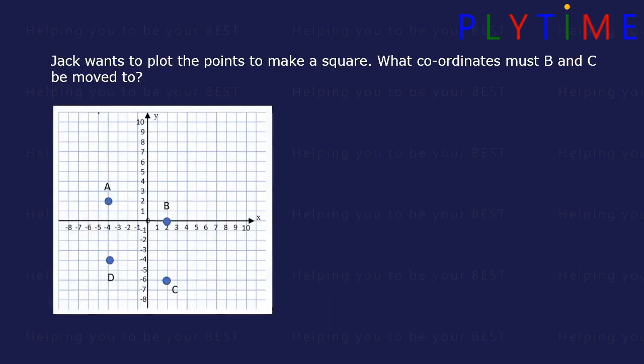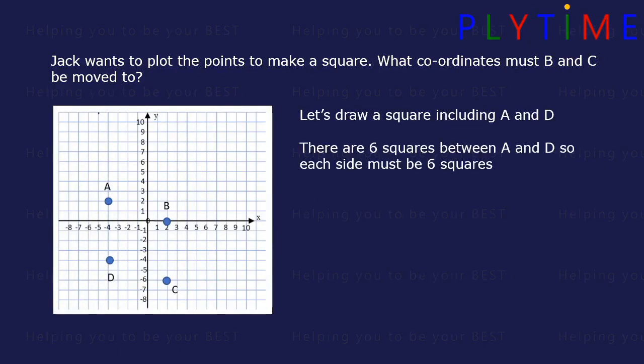Jack wants to plot the points to make a square. What coordinates must B and C be moved to? Let's draw a square including A and D. There are 6 squares between A and D, so each side must be 6 squares wide. Let's draw the shape.